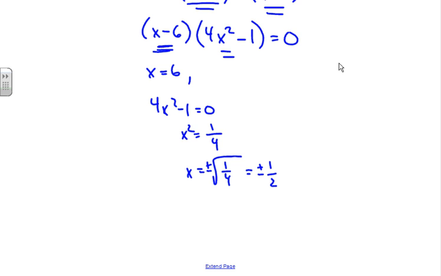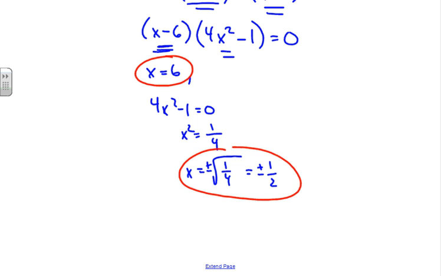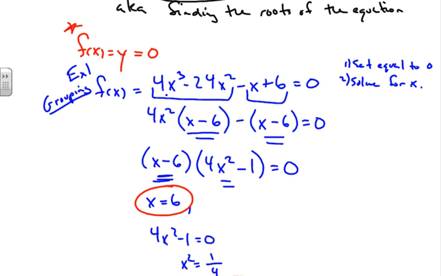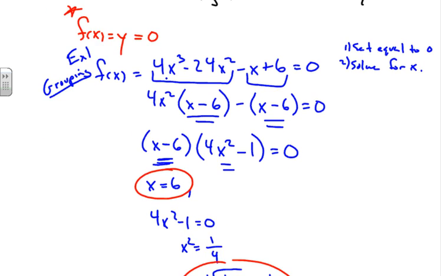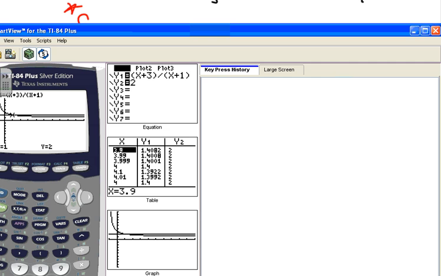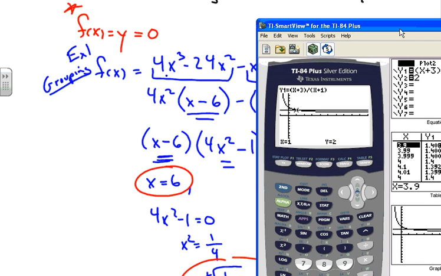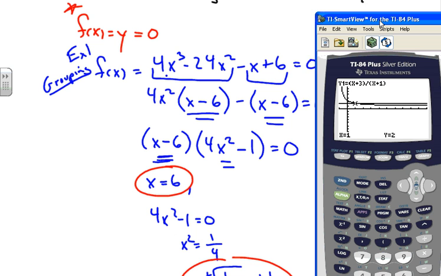So what we have are these as our solutions. Our solutions, or x-intercepts, or zeros of the function, are x equaling 6 and x equaling plus or minus 1/2. Just to verify this, we can also use our calculator to determine this. If you take out your calculator, we can punch this equation into our calculator.